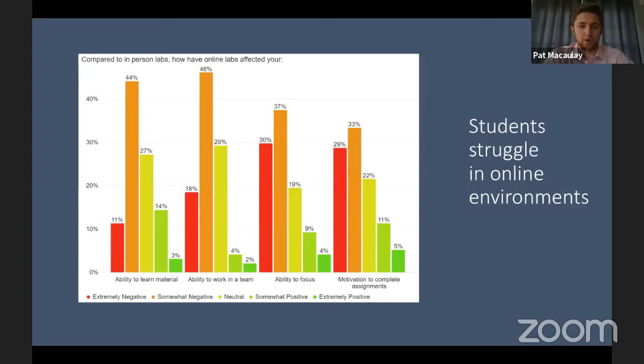And if you look closely, you can see in their ability to work as a team, the positive response was only 6%, which is extremely low. And we attribute that to not having the face-to-face communication, which can make it hard. And then ability to focus also only had 13% respond positively, which you can attribute to classes being on a computer, which can be very distracting, and maybe not having a quiet place at home to study.